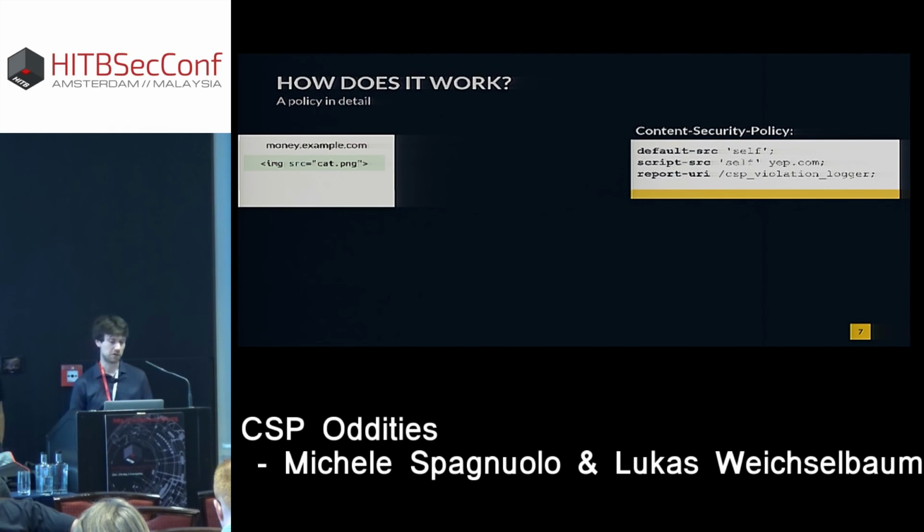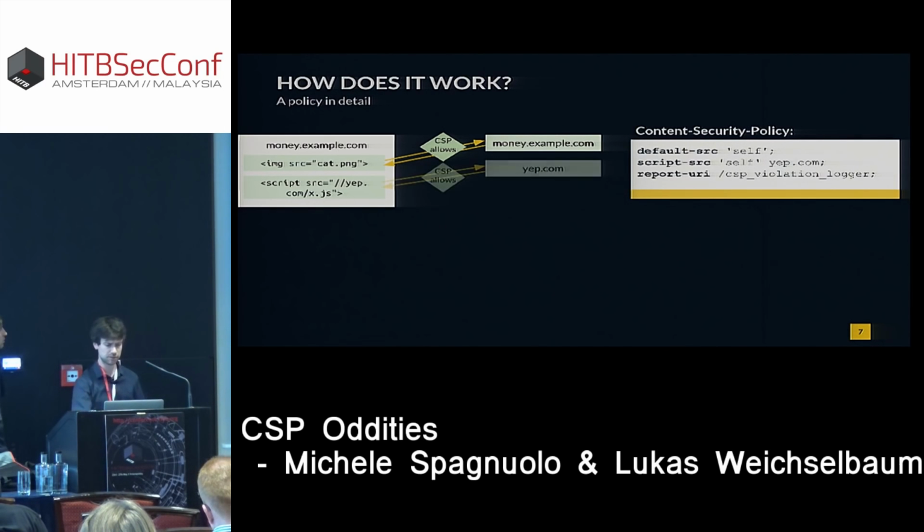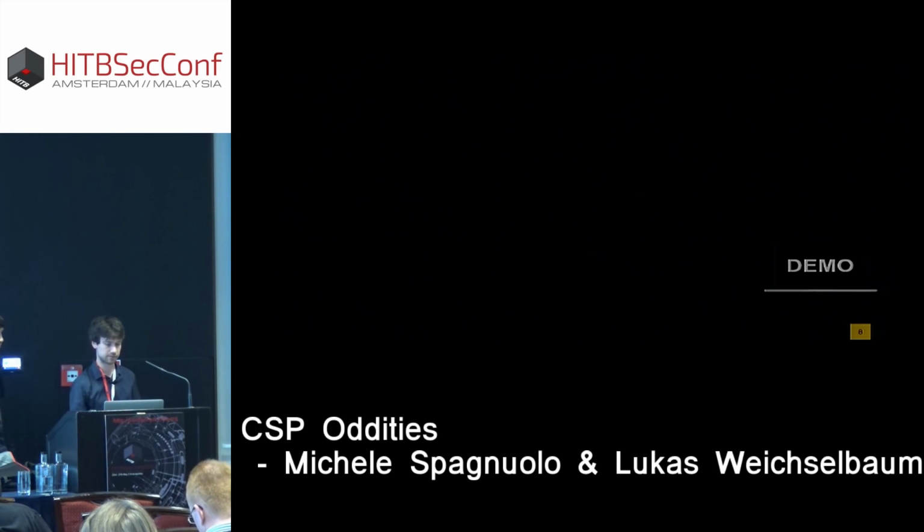So here, for example, on money.example.com, you want to load an image of a cat, and you do img src cat.png. That is allowed because img-src is not there, so it falls back to default-src, and 'self' is allowed. So it's the same origin. CSP checks it and says, yes, it's the same origin. Let's allow it. Then you also try to source a script from yep.com, which is explicitly allowed for scripts in the second directive, script-src yep.com. It checks it and says, yes, this is allowed. I execute it.